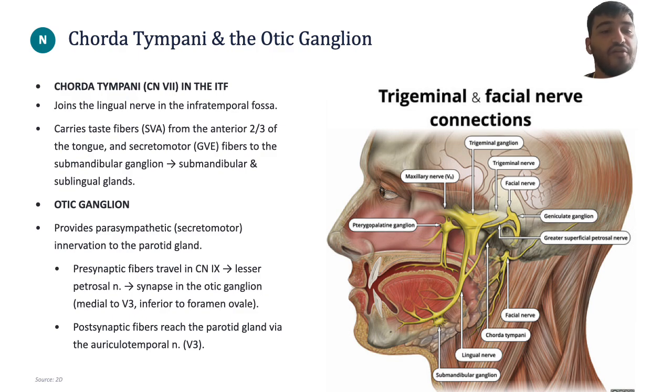Then the otic ganglion provides the parasympathetic secretomotor innervation to the parotid gland. Those are presynaptic fibers that travel in cranial nerve 9, the glossopharyngeal, to the lesser petrosal. Then it synapses in the otic ganglion, medial to V3, inferior to the foramen ovale. And these postsynaptic fibers reach the parotid gland via the auriculotemporal nerve of V3.